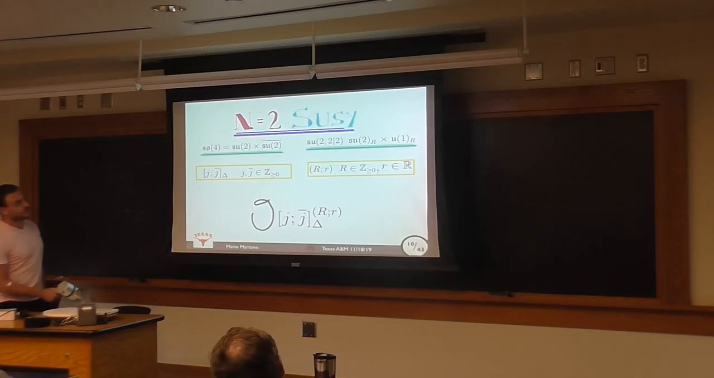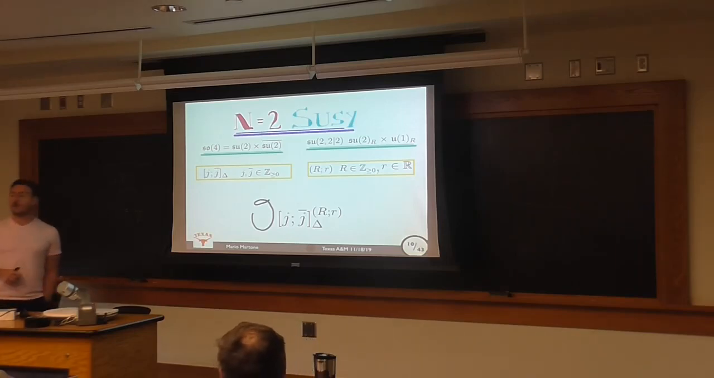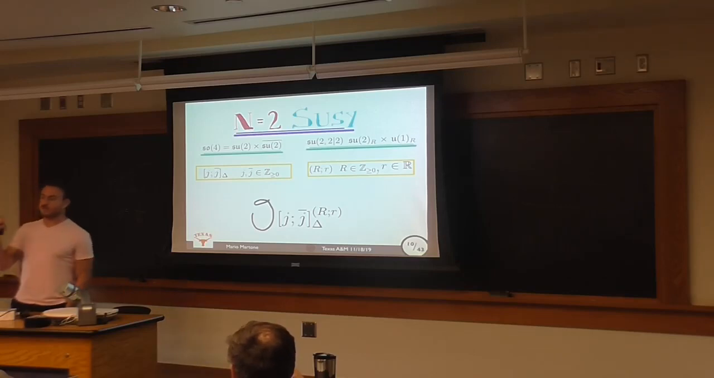N equals 2 supersymmetry, hopefully this is familiar for everybody, has an R symmetry, which is SU(2)_R cross U(1)_R. Which here is the reference for this, roughly? It's 1612, and I think it's called, it's Thomas Dumitrescu, Clay Cordova, it's 150 pages, more or less, so it's very long.